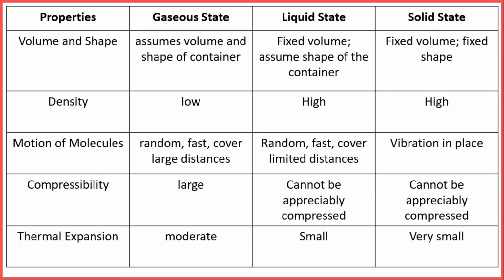First, we have volume and shape. Volume is the amount of space that a substance or object occupies or that is enclosed within a container. We also have density, which is the mass per unit volume, followed by the motion of molecules. Next, we have compressibility. Lastly, we have thermal expansion.